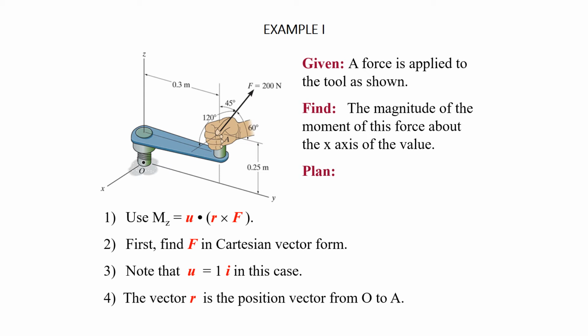We'll need the unit vector for our direction of interest, and we were just asked to find the magnitude of the moment about the x-axis. So we'll need a unit vector for the x-axis, which is straightforward, it is 1 times i. And then we'll need a position vector from O to A, so from our origin along the axis of interest to A, the point where the force is being applied. With that, we then just perform the triple scalar product.